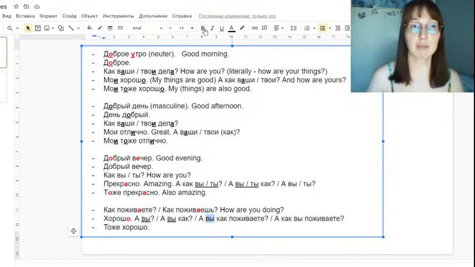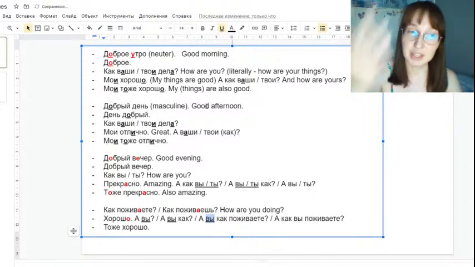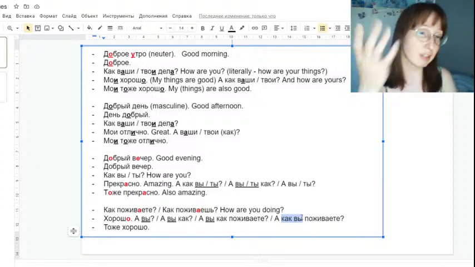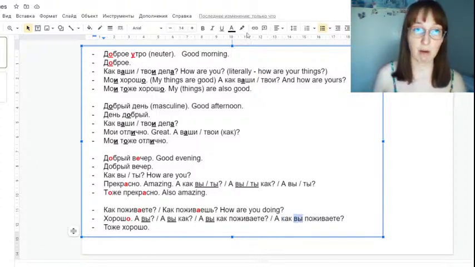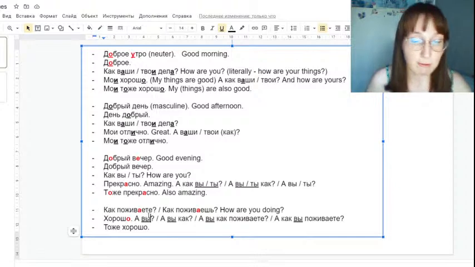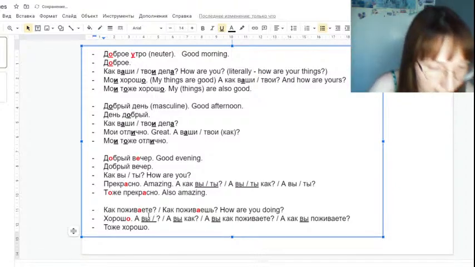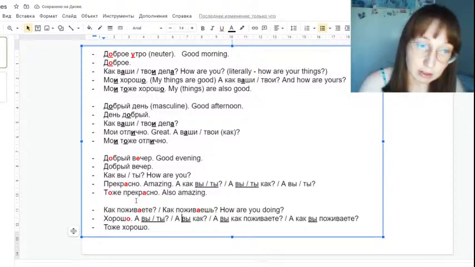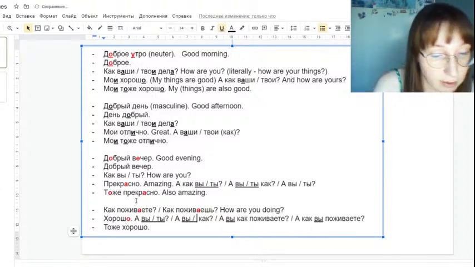Or you can say a complete question. А вы как поживаете? Or you can replace these words and say, а как вы поживаете? Again, we mark a word вы by intonation. А как вы поживаете? Okay? So, when we speak informally, we replace the word вы and we get ты. А ты? А ты как?